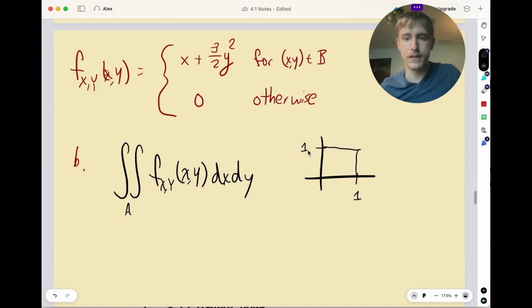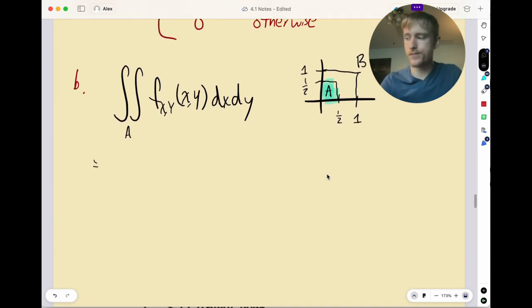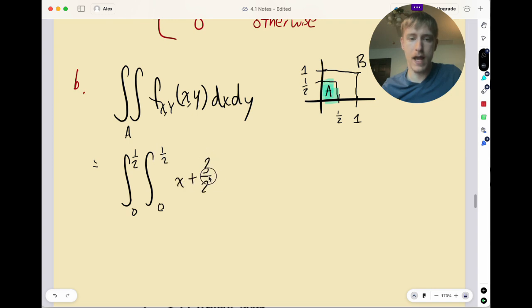Okay, where A is going to be, okay, so if this is B, then this is A. Okay, so that's going to equal the integral from 0 to 1/2, 0 to 1/2 of x plus 3/2 y squared dx dy, and that's going to equal 3 over 32.